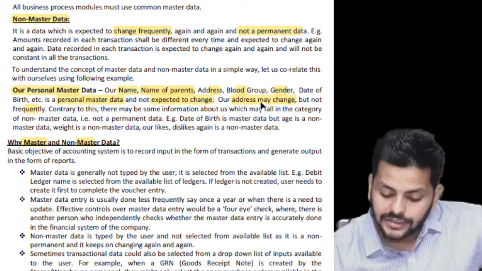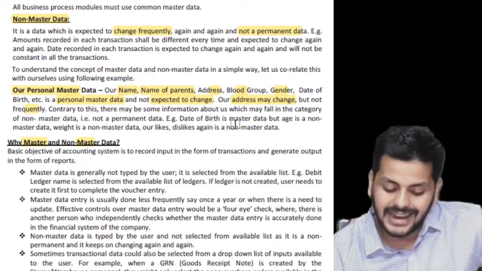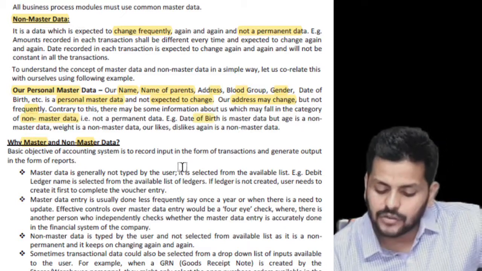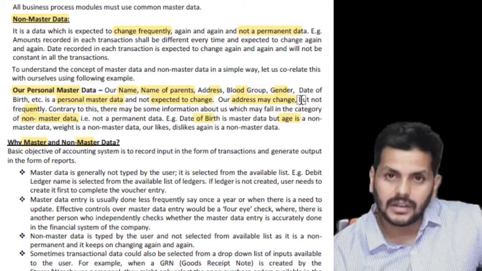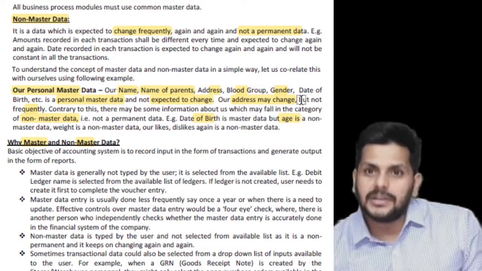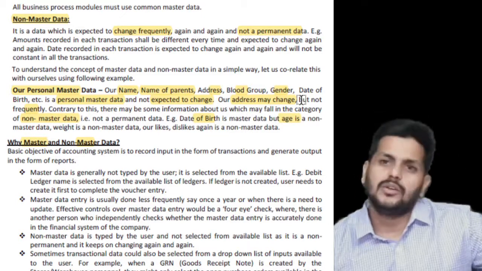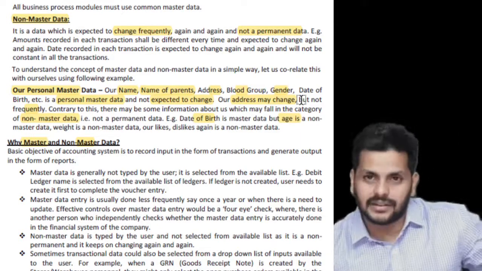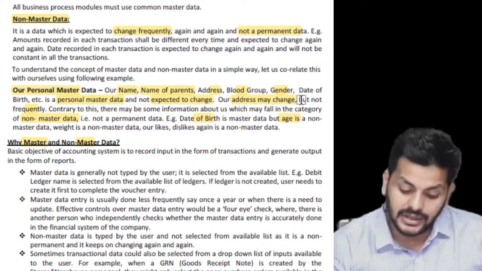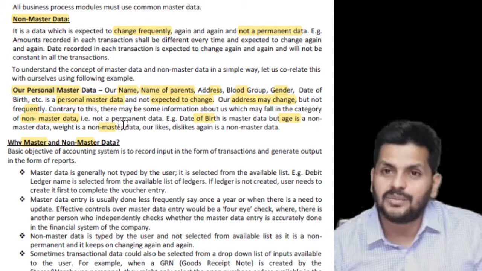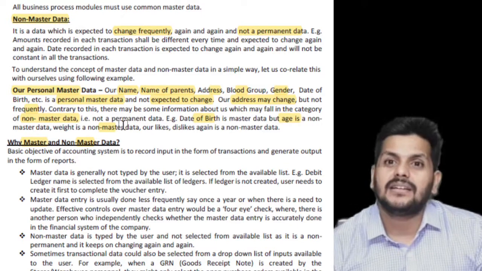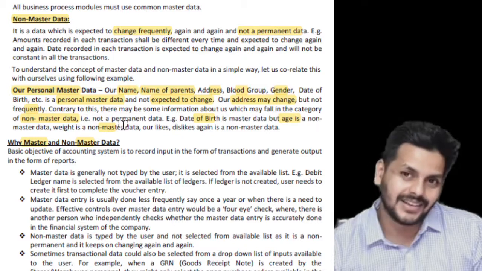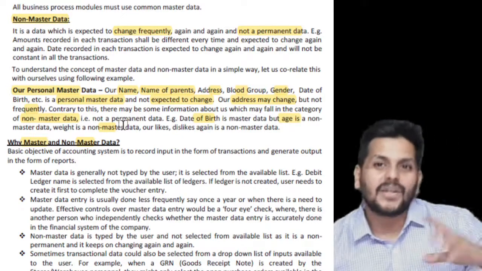On the contrary, some information which may fall in the category of non-master data is not permanent. Date of birth is master data, but age is moving every second. If you ask me today what is my age, and tomorrow you ask me the same question, it will be different. One hour later, I'm older by one hour. All of us are like that. Age is non-master data. Weight is non-master data. It keeps changing. Maintaining weight as master data will be a fitness goal. So it is not a master data.